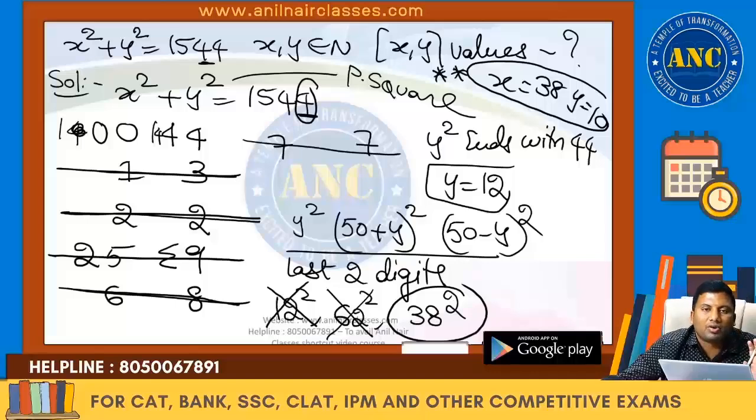But according to the question, the tens place should be an even number. So the possible case is 0 and 4. The last two digits are 44. Y square ends with 44. What is the smallest natural number Y that will end with 44?